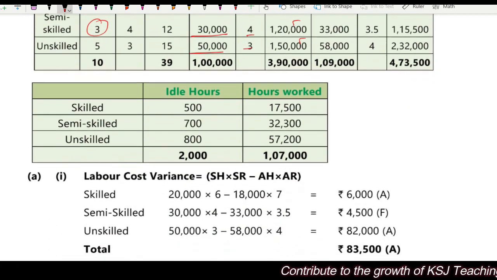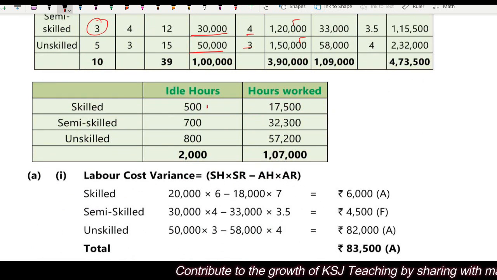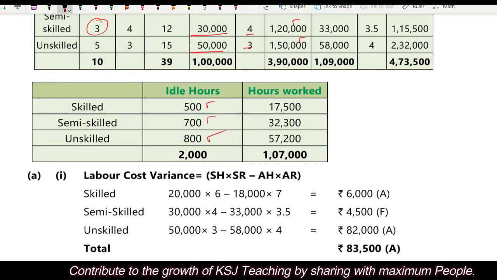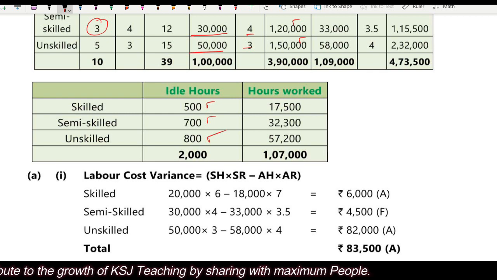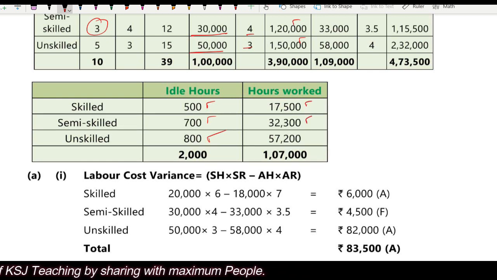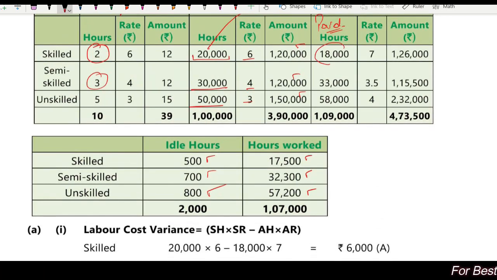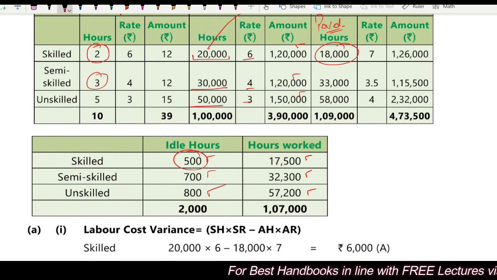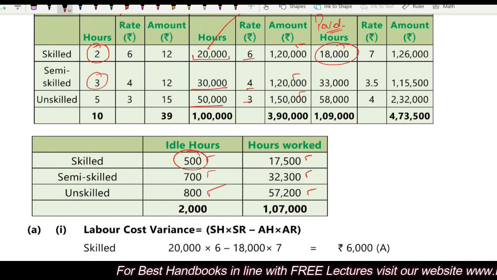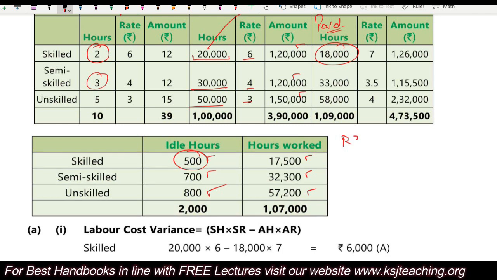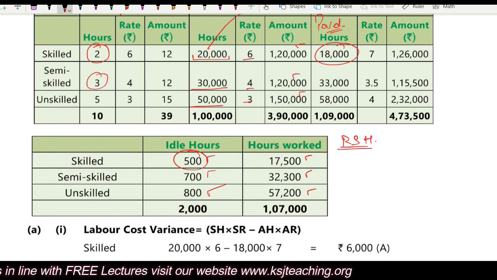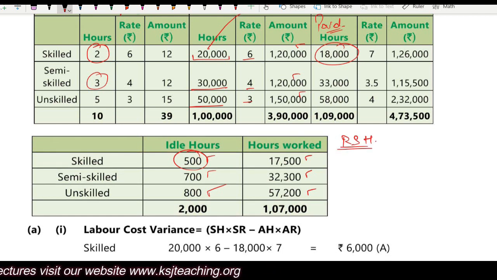So in the second table, they are taking the idle hours, that is 500, 700 and 800, and the hours worked 17,500, 32,300 and 57,200. That is the total hours paid for minus the idle hours. That will give you the number of hours worked for. Here you will make one more column, that is revised standard hours. Now the revised standard hours will be calculated on this part, on the hours worked.